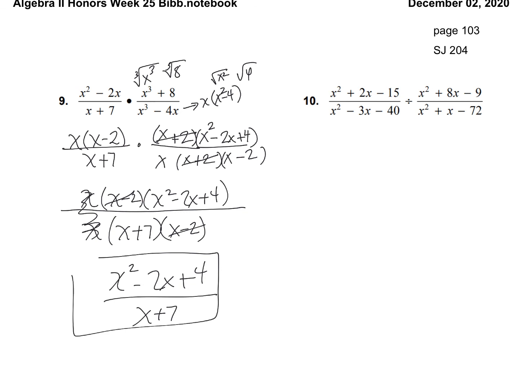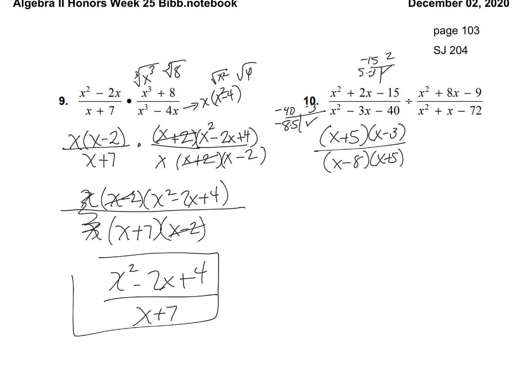And now I have 4 trinomials that I'm sure can factor. So I'm going to have factors of negative 15 that will give you a sum of 2, and that will be 5 and negative 3, x plus 5, x minus 3, and then I'm going to factor and get factors of negative 40 that will give me a sum of negative 3. I think that's negative 8 and 5, x minus 8, and x plus 5. I'm going to go ahead and do the reciprocal. So this will go in the numerator.